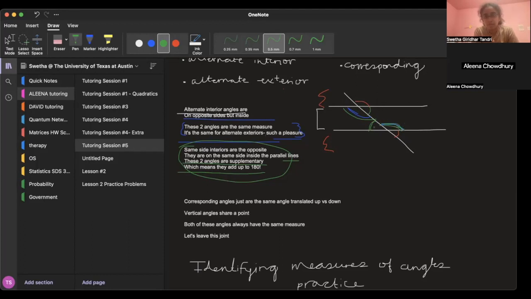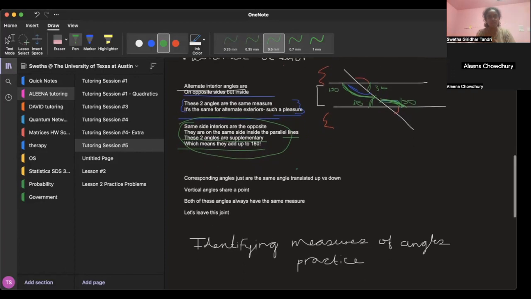Which means that the measures of the alternate interior angles right here, it's just 180 minus the other one. So if this was 30 degrees and this one would also be 30 degrees, then these two would be 150 degrees. Because alternate interior angles are congruent and same side interior angles are supplementary. So we already know these four angle measures just by using these properties.